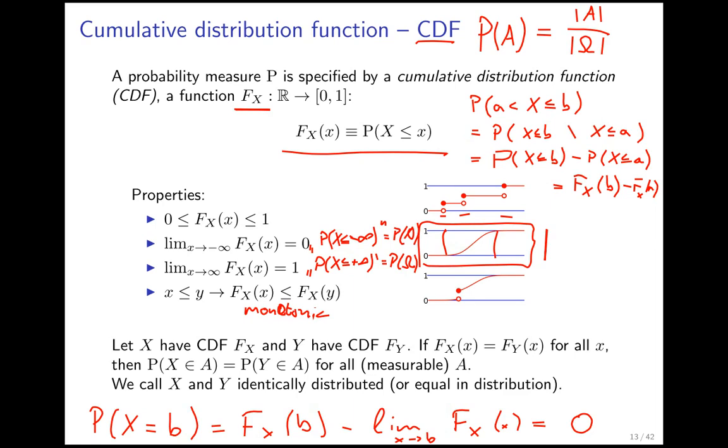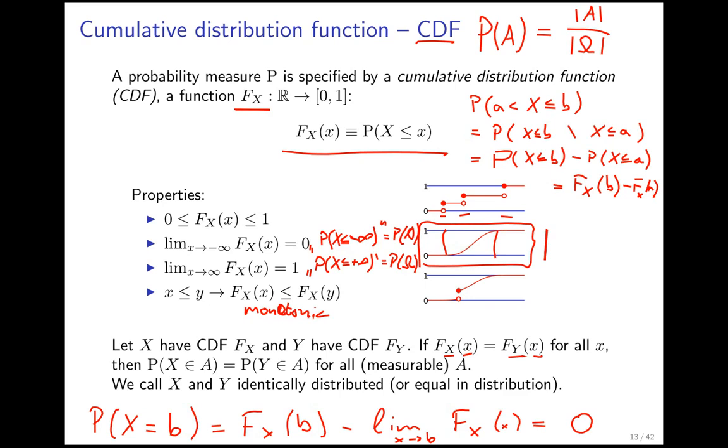And now one more thing. If you have two random variables, call them X and Y, and they have corresponding CDFs F_X and F_Y, and if these CDFs are equal on every point x, so notice here we have X and Y in the indices, but it's the same x here, so if they're equal for all x, then all probabilities for all sets will be the same. And if that happens, we call X and Y identically distributed.